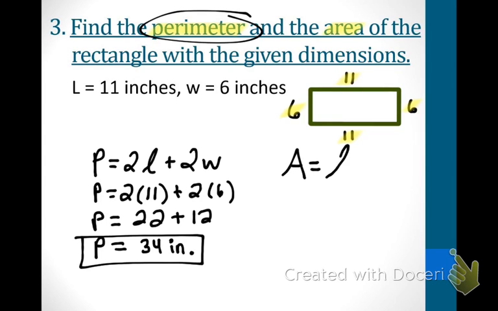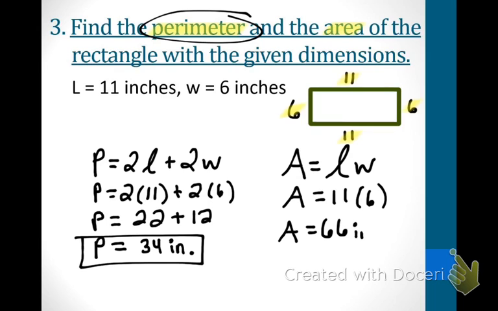You are correct. A equals length times width. Now plug those numbers in for me. A equals what? 11 times 6. And what is 11 times 6? Okay, now let's add some units to that. 66 what?